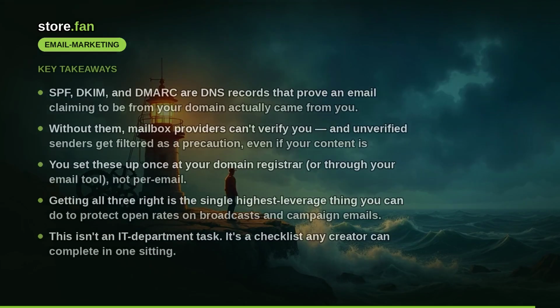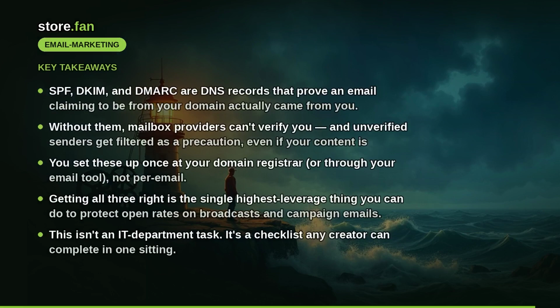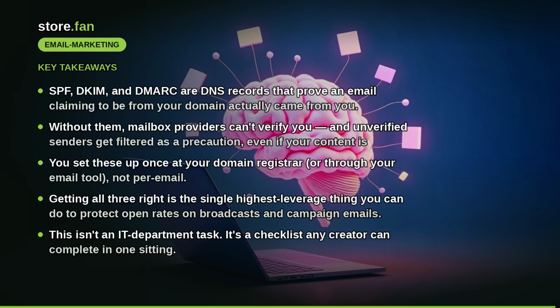Key takeaways. SPF, DKIM, and DMARC are DNS records that prove an email claiming to be from your domain actually came from you. Without them, mailbox providers can't verify you, and unverified senders get filtered as a precaution, even if your content is spam-free. You set these up once at your domain registrar or through your email tool, not per email. Getting all three right is the single highest leverage thing you can do to protect open rates on broadcasts and campaign emails. This isn't an IT department task. It's a checklist any creator can complete in one sitting.